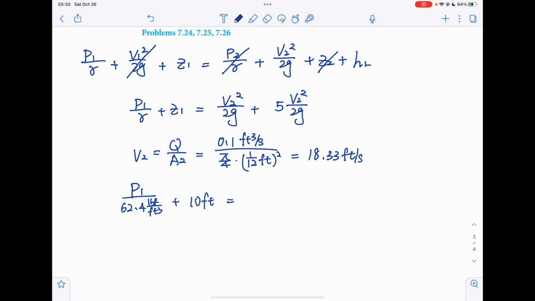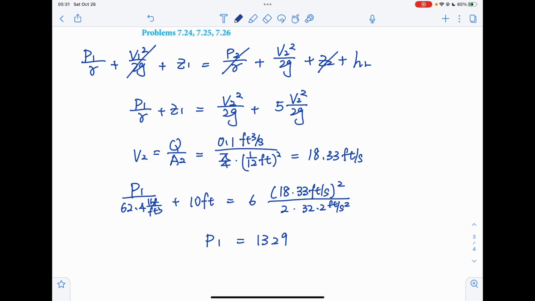equals 6 times V2, 18.33 feet per second, over 2g, which is 32.2. Okay. So our P1 is gonna be 1,329 pounds per square feet.